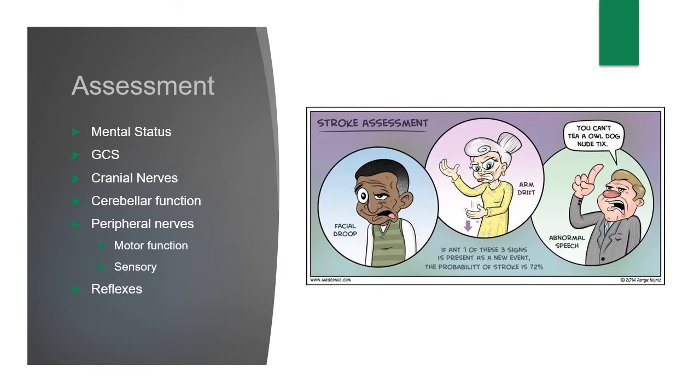It scores patients on best eye opening, best verbal response, and best motor response. Scores range from 3 to 15. An unresponsive patient would receive a 3, and a patient with no deficits would receive a 15. What's most important about the GCS is knowing the patient's baseline and monitoring for acute changes in GCS, and then consider a patient with a GCS of less than 8 to have lost the ability to protect their airway.